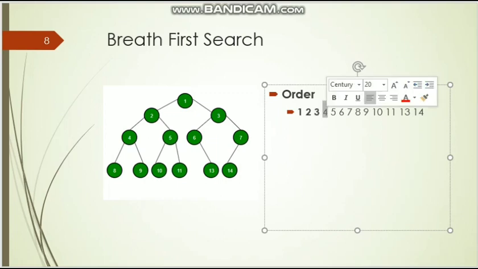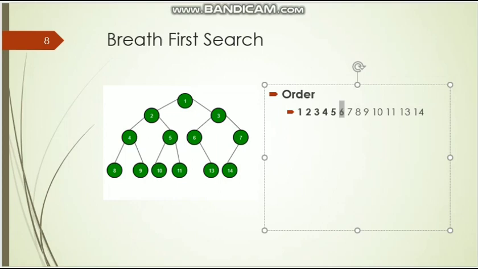4 is further connected with 8 and 9. So we are writing 8 and 9 after 7. So 4 is being covered. Then 5 is further connected with 10 and 11. So we are writing 10 and 11. 5 is being covered. Then 6 is further connected with 13. So we have written 13. So 6 is being covered.